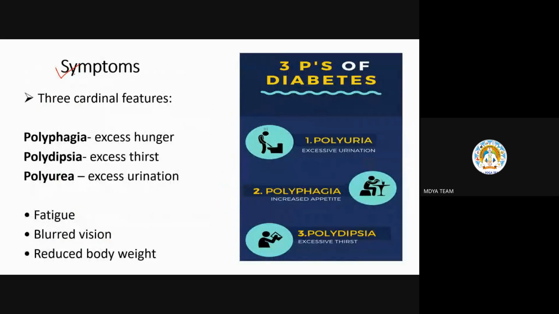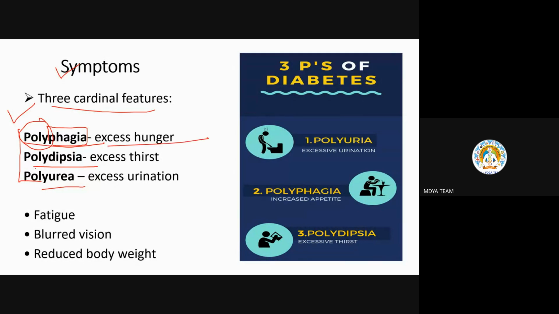Gestational diabetes done. Now symptoms. As I told you, the full symptom details are not required for you, but these symptoms are very much required. Okay, very important. Three cardinal features are very important: polyphagia, polydipsia, and polyuria. By the name itself, you can understand poly means excess. Phagia is something related to your food. So polyphagia is excess hunger.